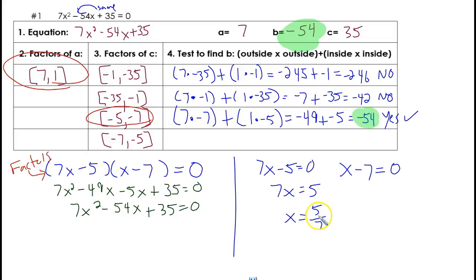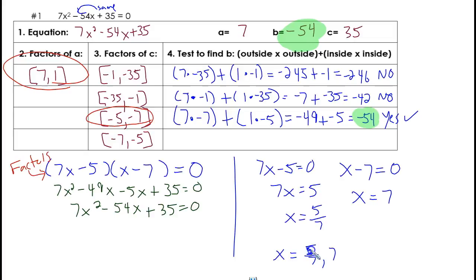I'm sorry, one of the solutions, one of the roots, one of the zeros. Those words are used interchangeably. We'll add 7 over here. Another root is 7, so we have two roots, 5 over 7 and 7.